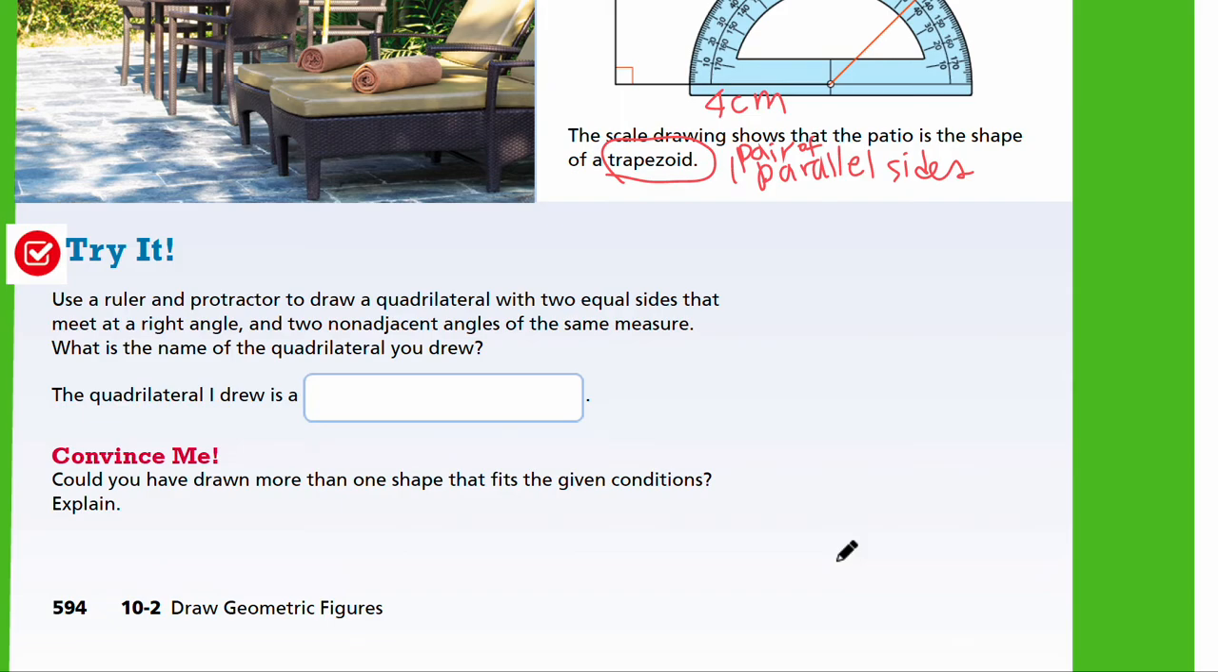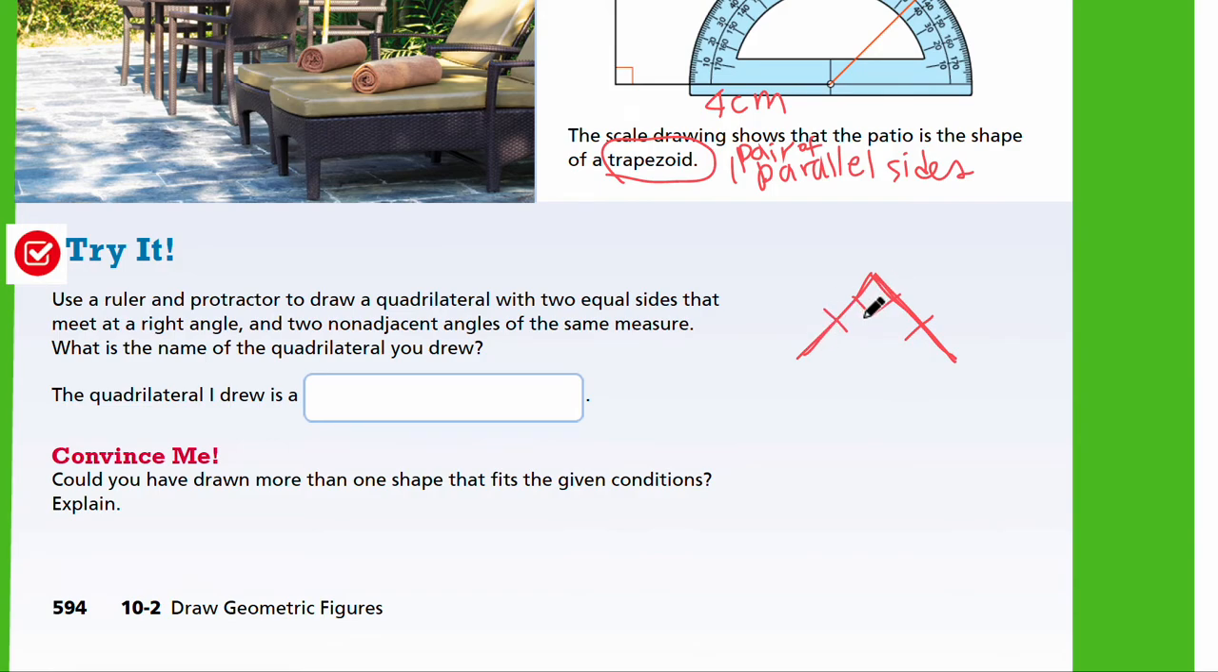Okay, are you ready? So, where do we start from? Quadrilateral with 2 equal sides that meet at a right angle. So they meet with a right angle, okay? And then they are equal sides. And then 2 non-adjacent angles of the same measure.